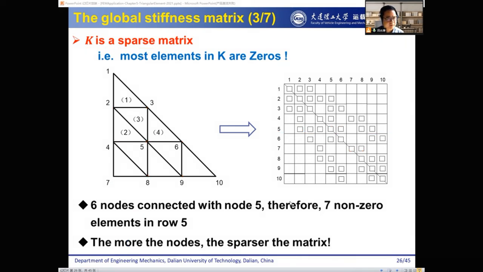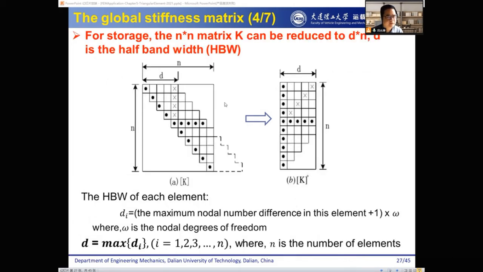This is another property of the global stiffness matrix. And this is talking about the reduction of the global stiffness matrix. We said the global stiffness matrix is symmetric and it's a sparse matrix. So we use a technique to reduce it, in order to increase the calculation efficiency. For the storage, the global stiffness matrix can be reduced. The original matrix is n times n, and we can reduce it to d times n, where d is the half bandwidth.